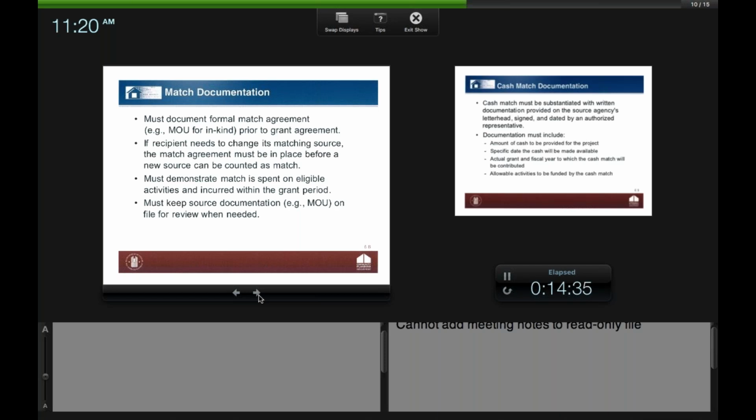Lastly, as indicated both in the prior webinar for fund accounting as well as in 578.103, which is the record keeping requirements, the grantee is obligated to keep source documentation, including the MOU, on file for review when needed. And that is either at the time of monitoring or, if they're subject to audit, at the time of being audited.